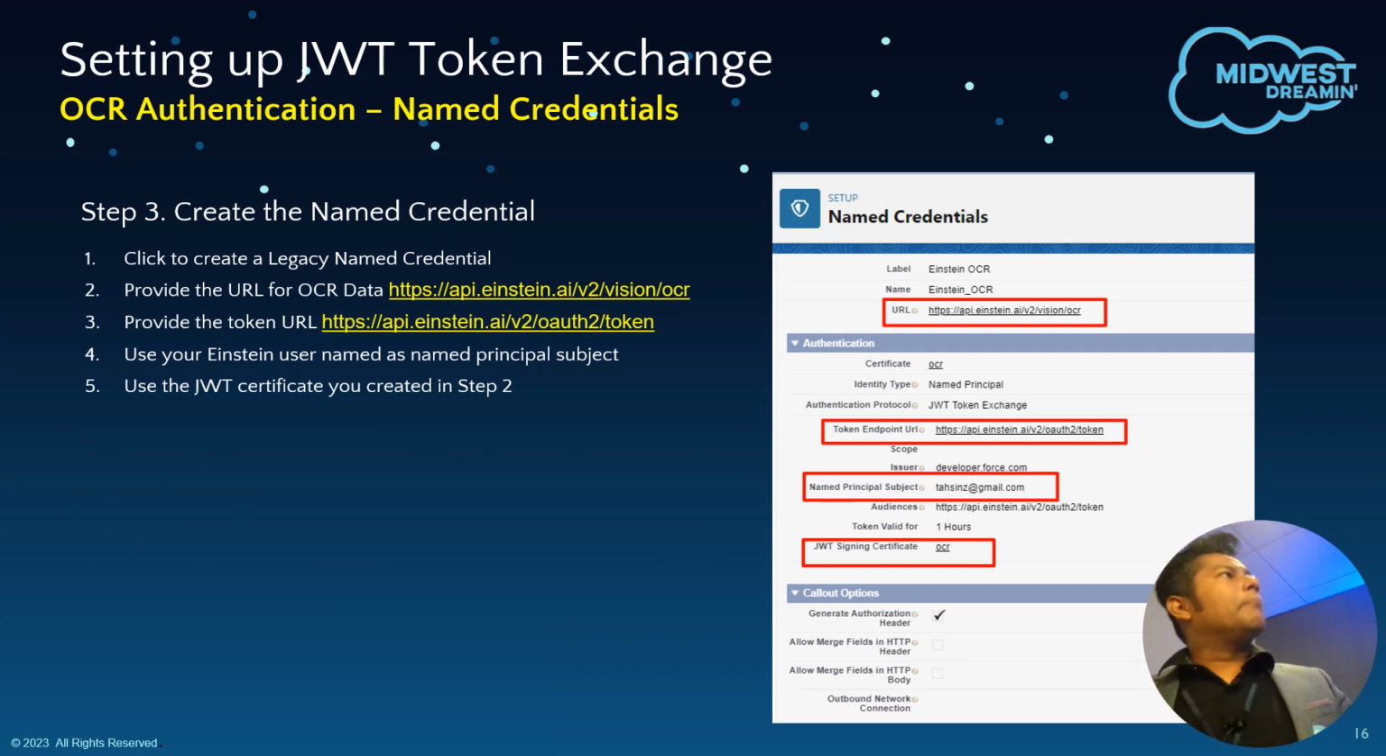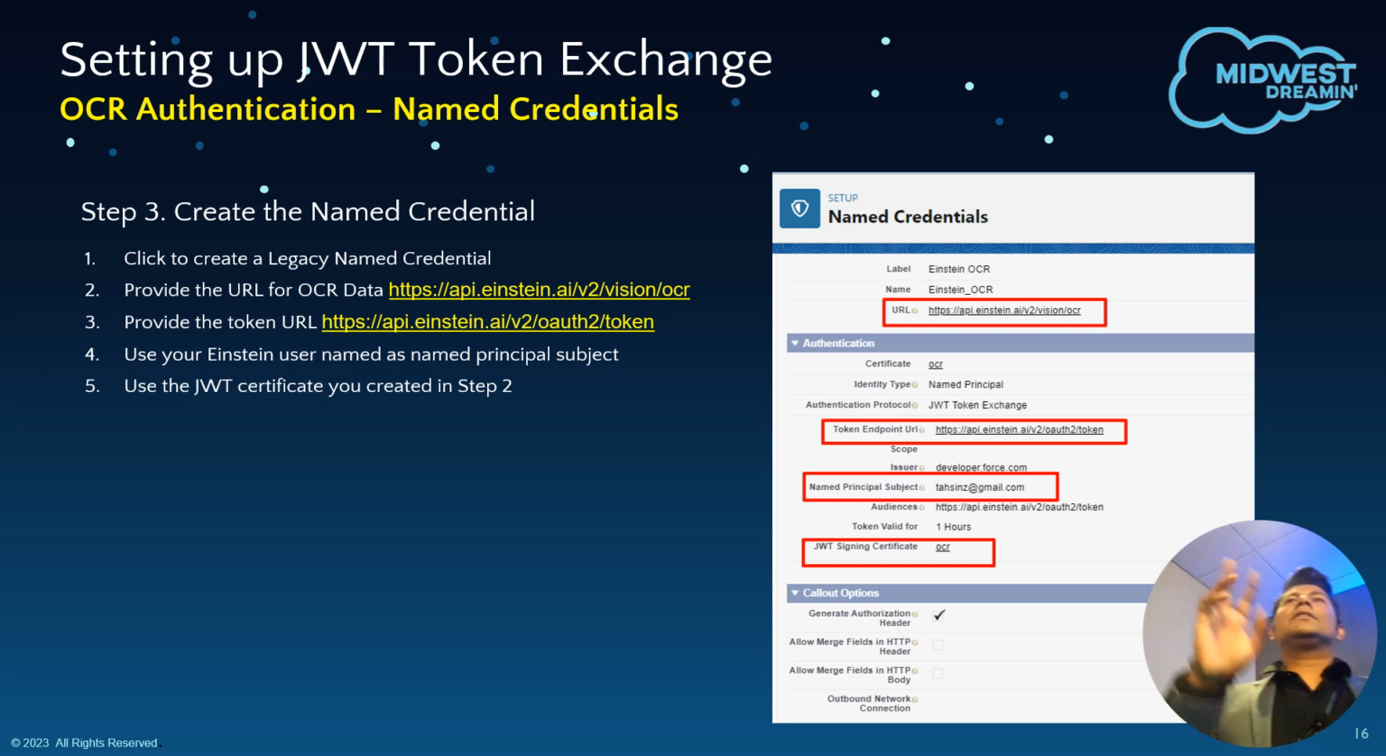So this is a sample named credential. You see there are a few attributes here which are very important. The first one is the top URL. This is the URL where we're going to request the service, meaning I'm going to pass the image to you, give me that text.